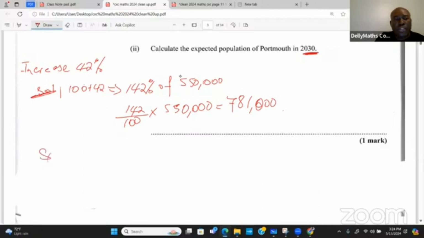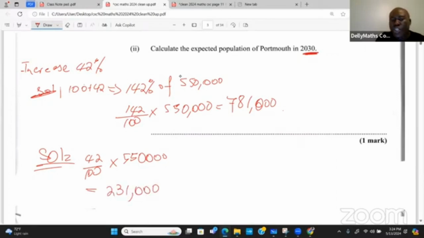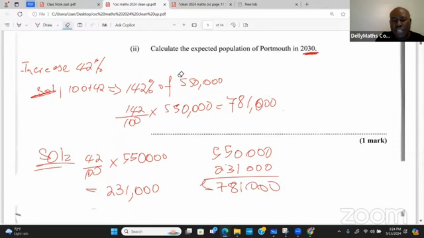That is solution one. Solution two, most persons probably do this. You find 42% of the 550 and add it back to it. So you can do it that way, all right? So 42% of 550,000 is going to give us 231,000. So now what we're going to do is combine the 550 plus the 231, and we're looking at 781,000.